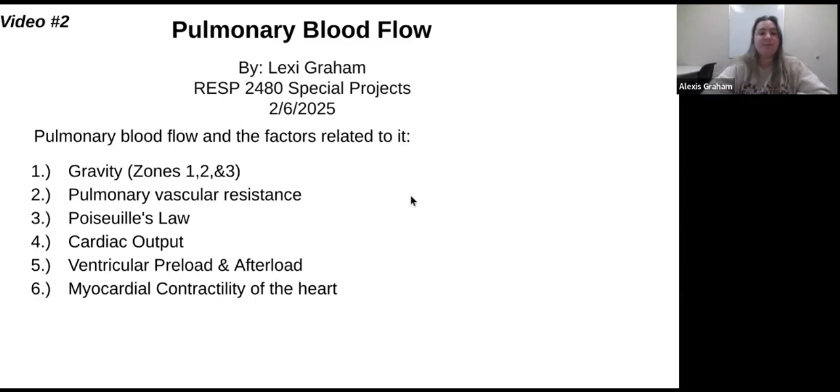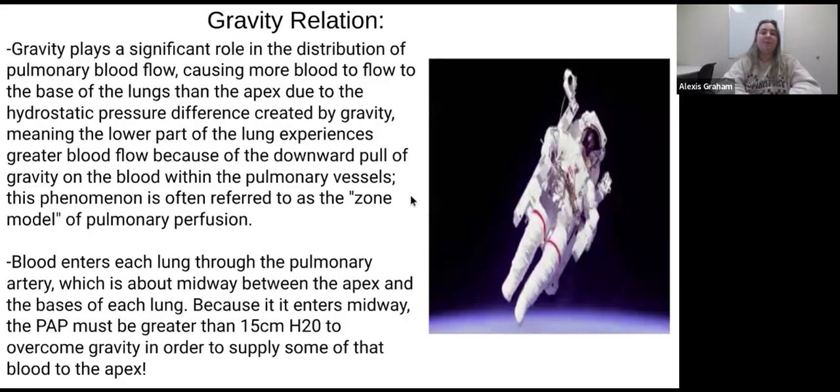the heart. First, we're going to talk about gravity's relation to pulmonary blood flow. It plays a significant role in the distribution of pulmonary blood flow, causing more blood to flow to the base of the lungs, which is the bottom, rather than the apex, which is the top, due to hydrostatic pressure. The hydrostatic pressure difference created by gravity means the lower part of the lung experiences greater blood flow because of the downward pull of gravity on the blood within the pulmonary vessels.